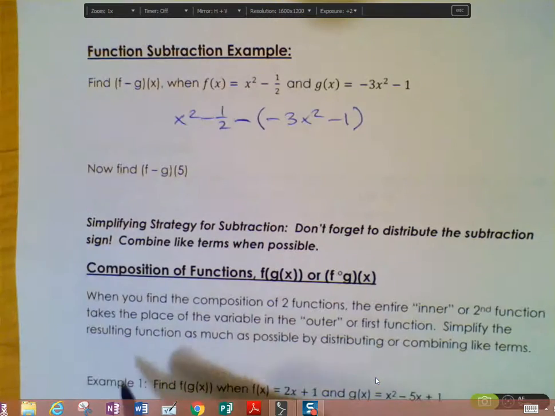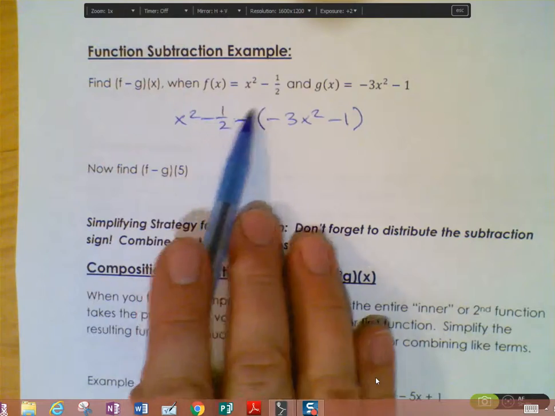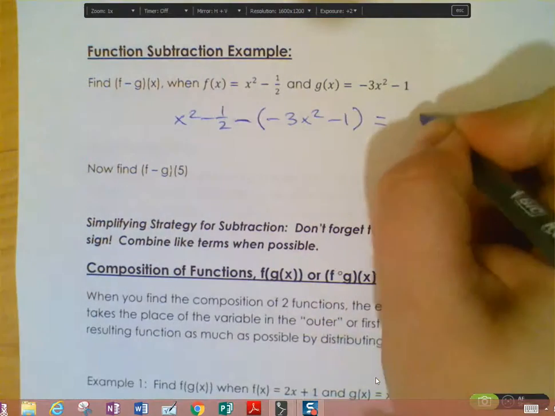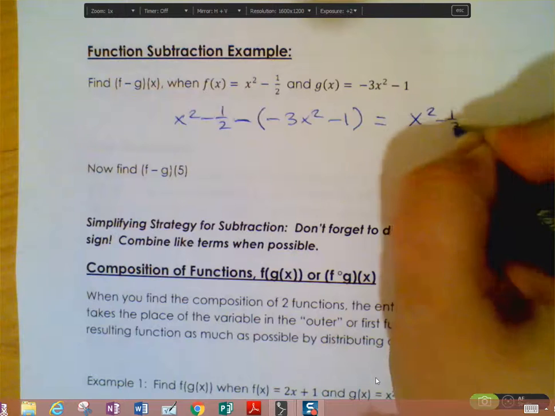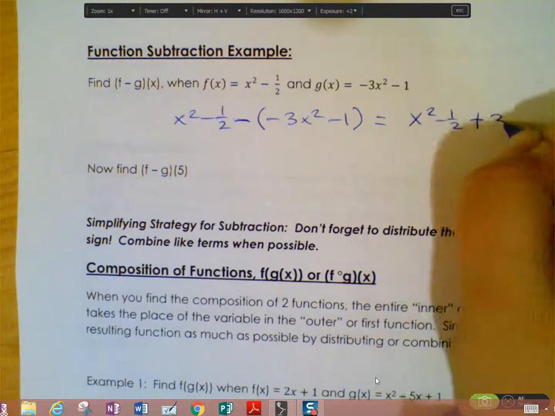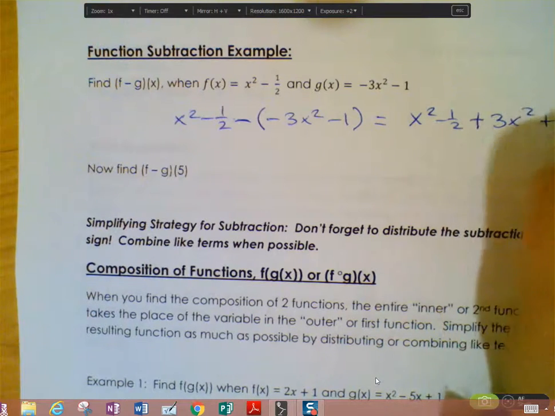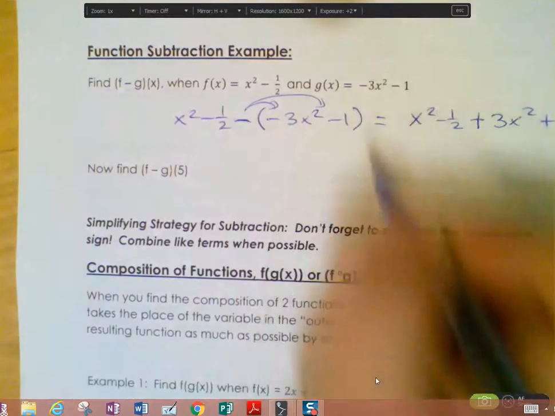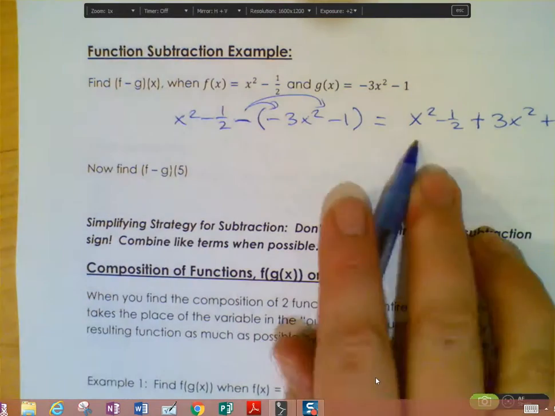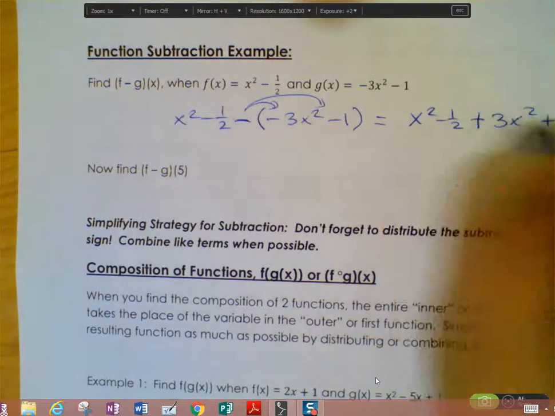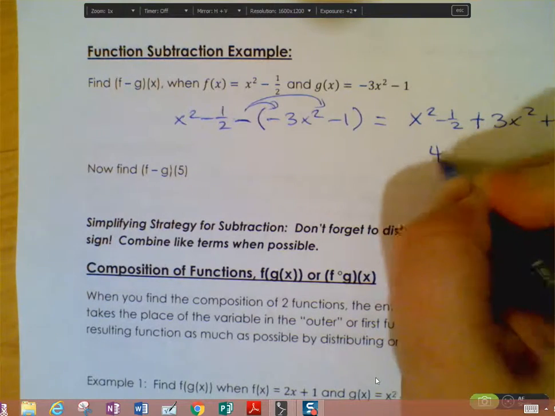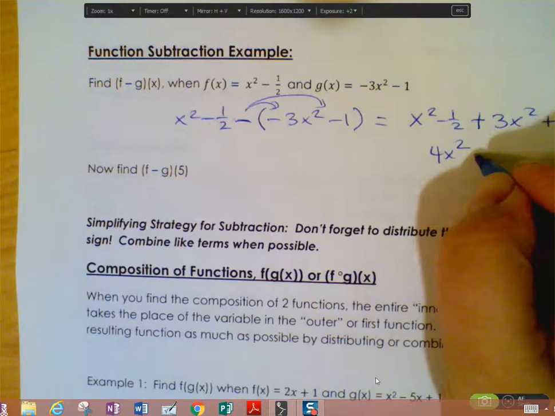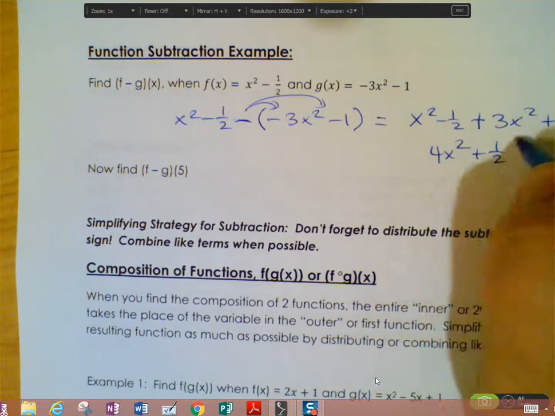Okay, this is important because I see that I'm going to distribute this negative. So let's rewrite and distribute: x squared minus 1/2 plus 3x squared plus 1. I distributed that to both terms. Now let's combine our like terms. I have a 1x squared and a 3x squared. That's 4x squared. And a minus 1/2 and a plus 1 becomes plus 1/2.